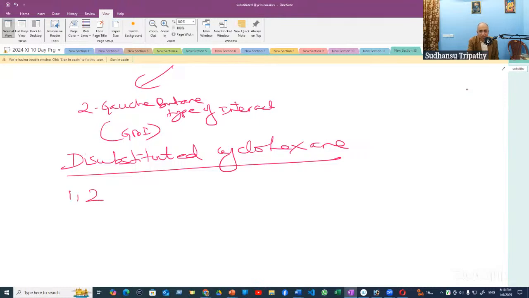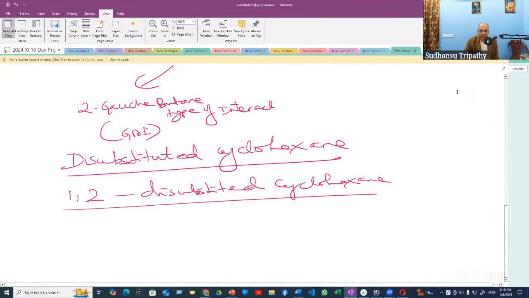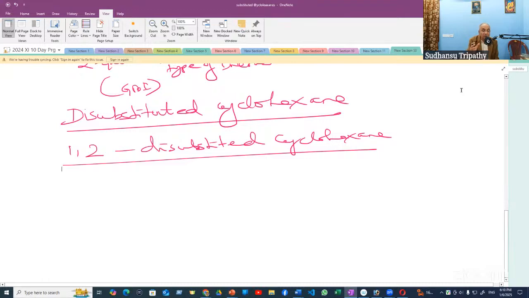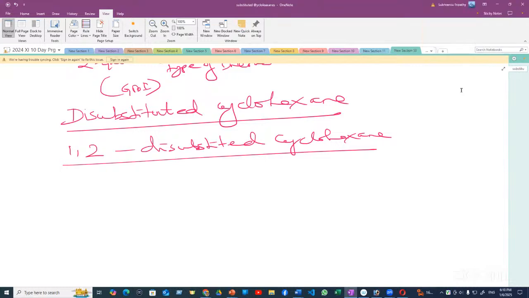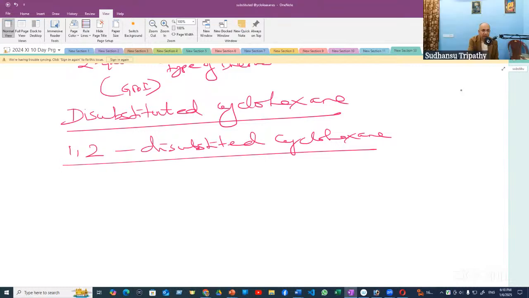That things will be very easy at that point of time. So let's first take up 1,2 disubstituted. For a representative molecule, we will take 1,2-dimethylcyclohexane. Here you will encounter geometrical isomers as well as enantiomers, as well as conformational rotamers. I'm writing disubstituted in general. We'll be taking 1,2.